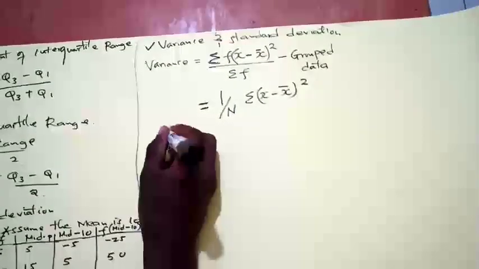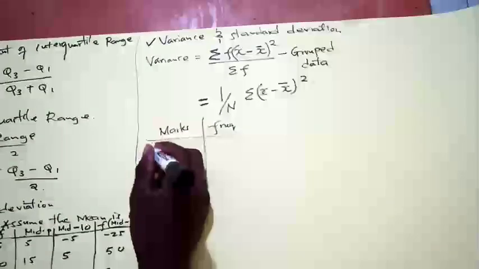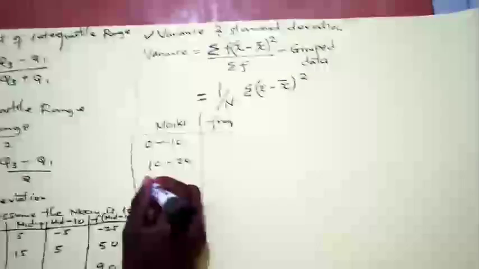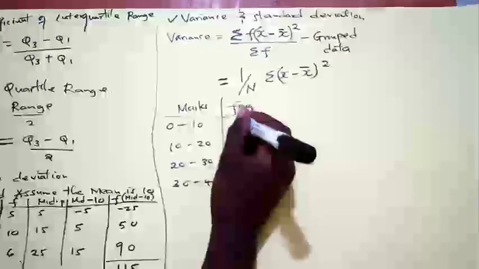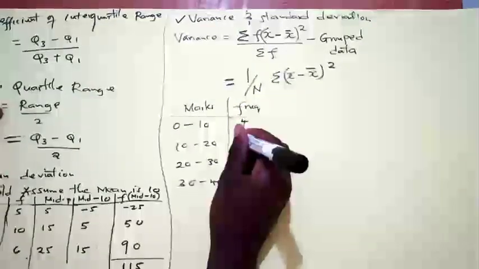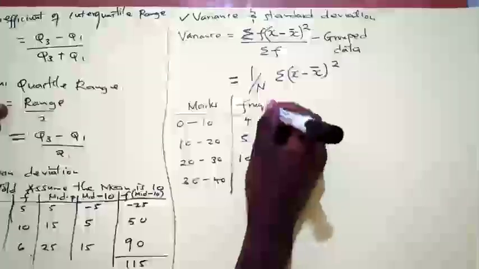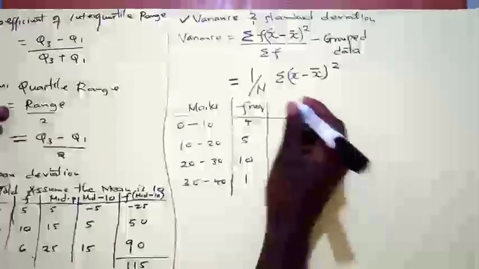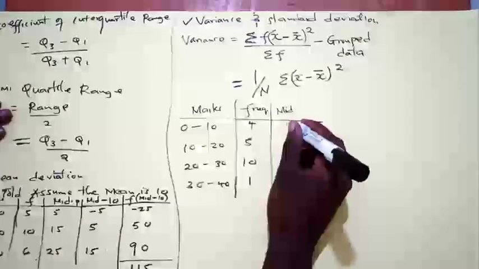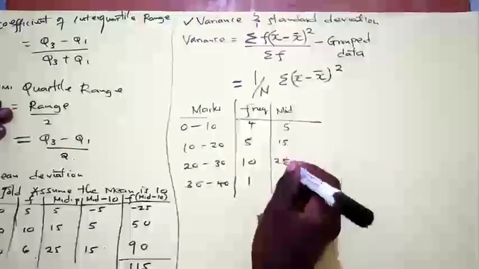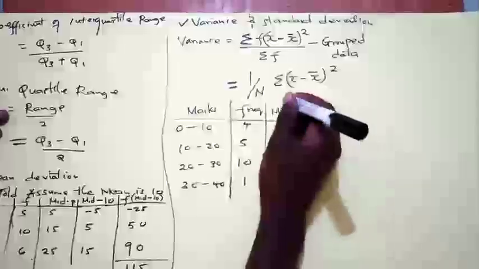We assume maybe marks and frequency. Let's assume 0 to 10, 10 to 20, 20 to 30, and 30 to 40. Then we assume a frequency of maybe 4, 5, and 10. So the moment you are told about the variance, you have to look for the mean. So you have to find the midpoint first. So then this is going to be 5, 15, 25, and 35. Then you are going to find fx, calling the midpoint x.